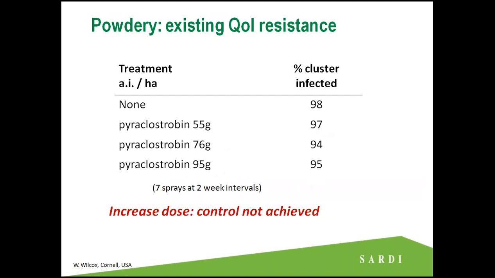And of course, we don't recommend increasing the dose, but I guess there's reality in knowing what people do out there. But there's absolutely no control achieved. So this is showing that once you've got QI resistance, it's there. It doesn't matter what you do, it's not going to change by chucking more fungicide at it.